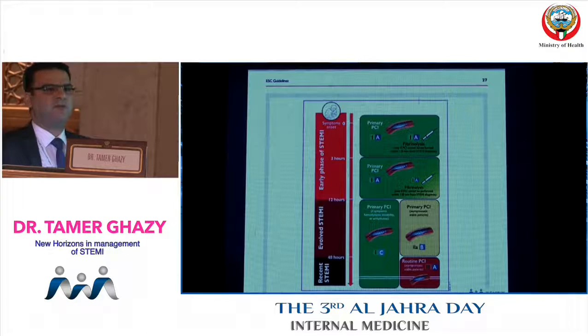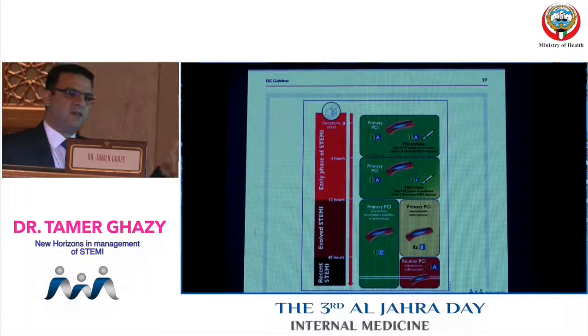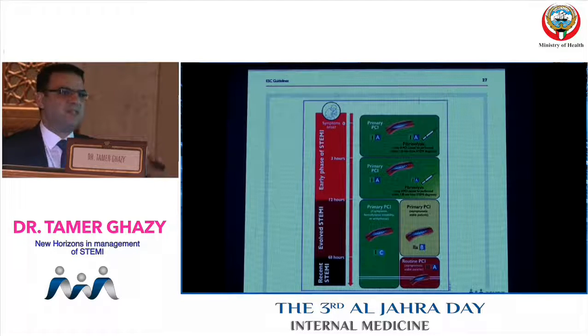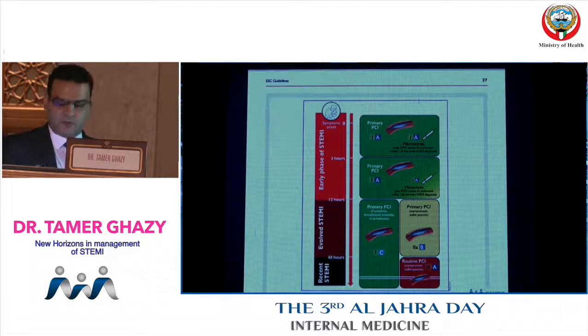As you see here, in the first 12 hours you have two options, either lytic therapy or primary PCI, but primary PCI is always preferable to lytic therapy. After 12 hours, you don't have the option of lytic therapy. The only option is primary PCI. If your patient is symptomatic, the recommendation for primary PCI is class 1, level of evidence C. If your patient is asymptomatic, your recommendation is class 2A, level of evidence B. But after 48 hours, if your patient is asymptomatic, and this is a new recommendation, it is class 3 to do primary PCI for the patient.